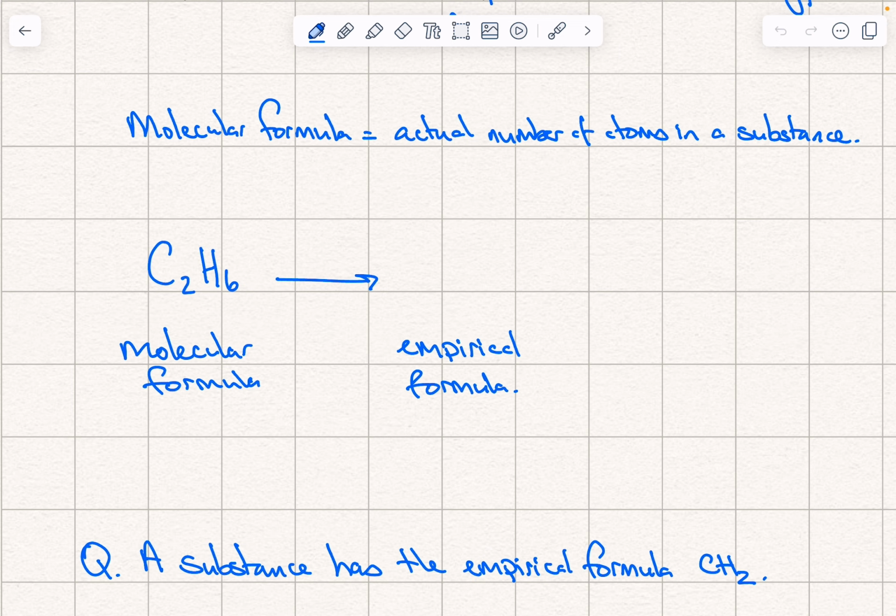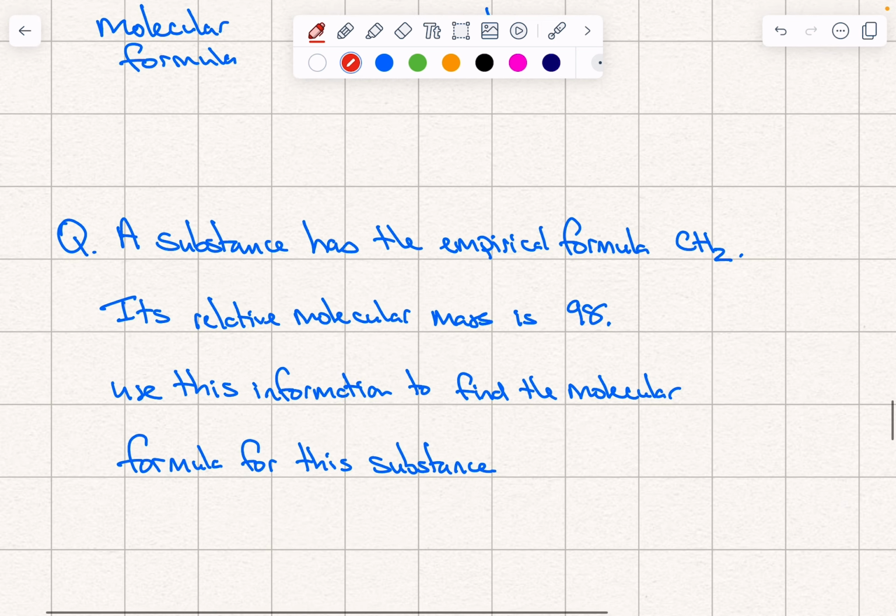If I wanted to break that down to the simplest ratio, then both those numbers can be simplified to CH3 by dividing by 2. And because that's the simplest ratio, this therefore is the empirical formula. So these two are related to each other in that this is the full formula and this is just a ratio of that formula. And if I was to times this formula here by 2, I would get back to my molecular formula. So let's take that knowledge into a question.